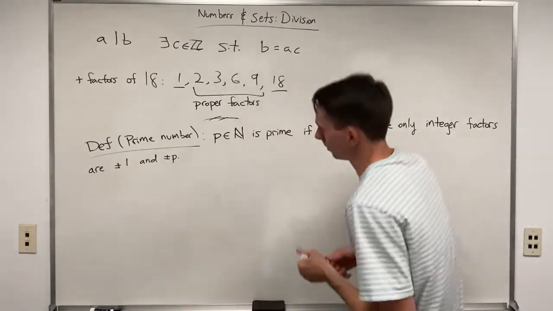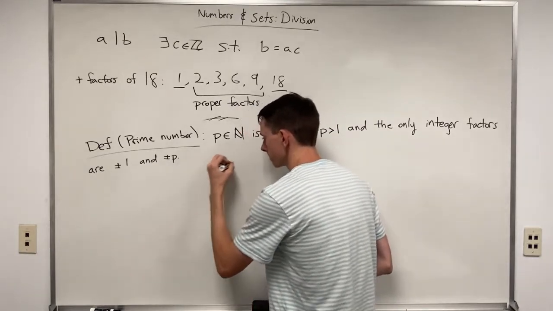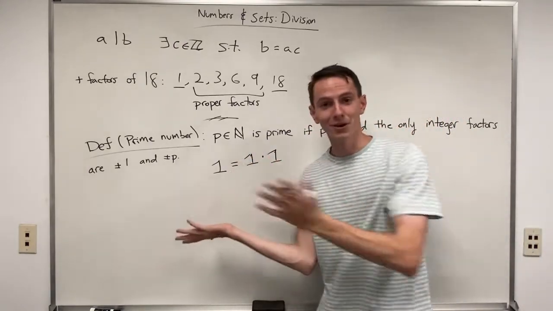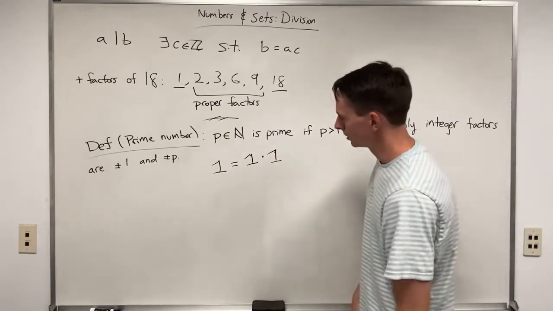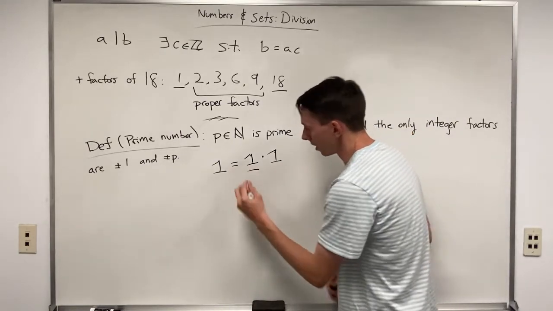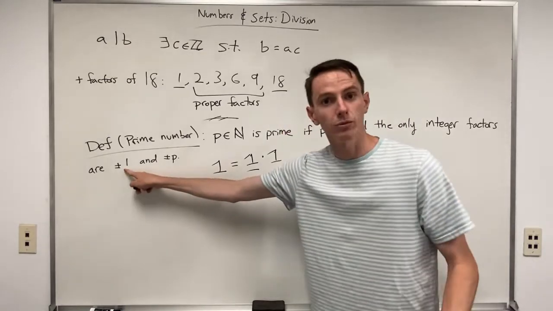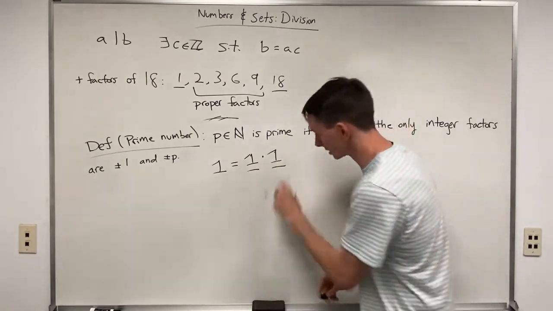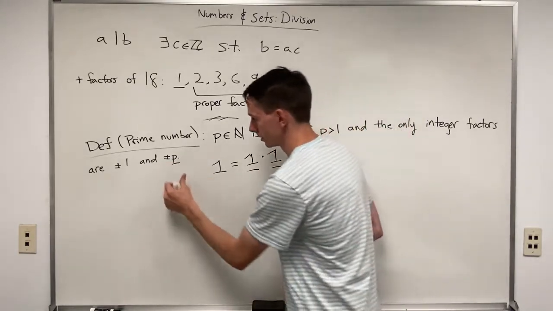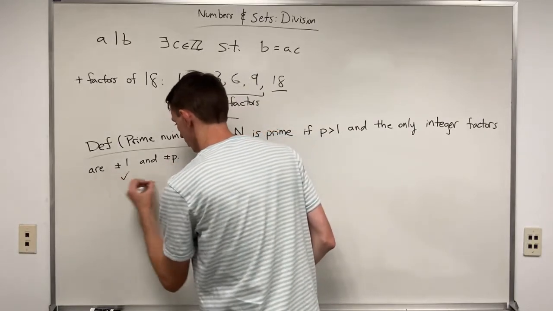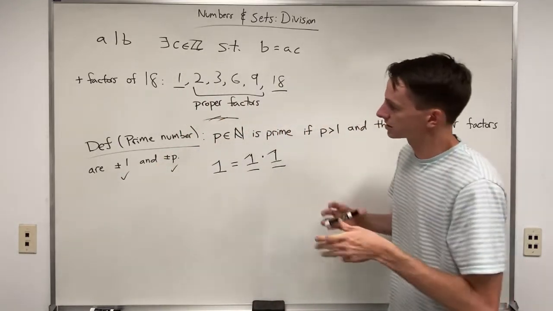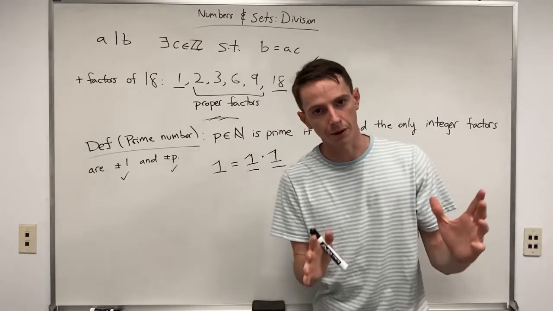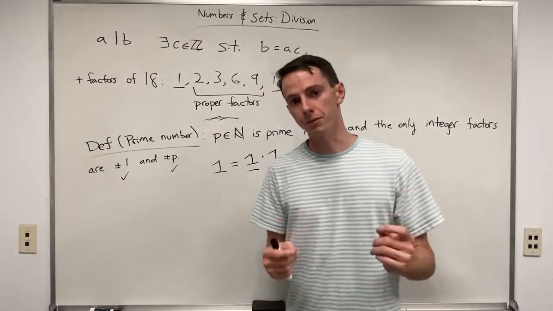After all, we could write the number one as one times one. This is allowed, of course, right? And by doing this, we would say, okay, the number one is a factor, so that condition would be satisfied. And also, the number itself, which just happens to be the number one, is also a factor. So both of these conditions would be satisfied, and it seems that if this was the only part of the definition for what it means to be prime, then the number one would be a prime number.